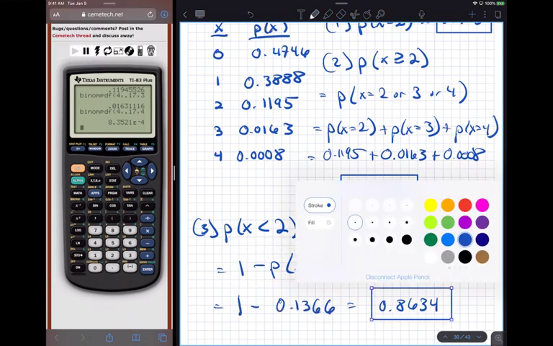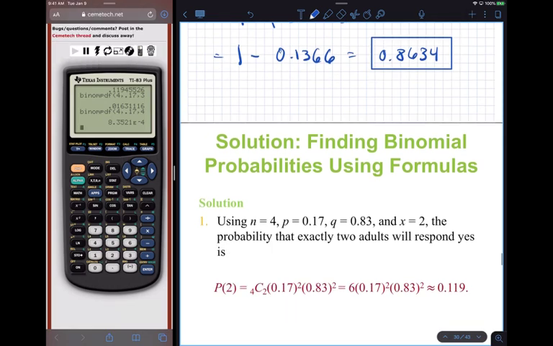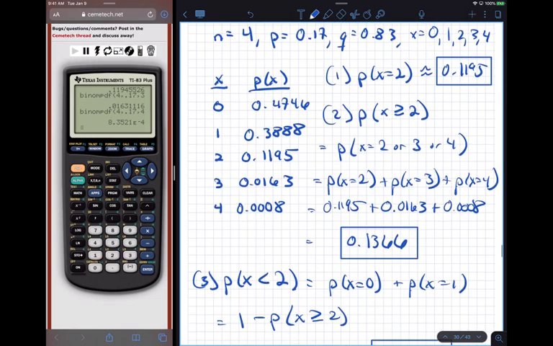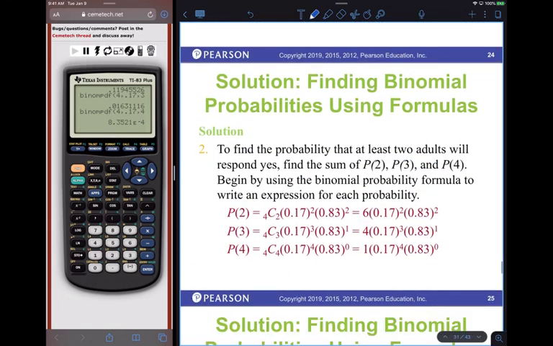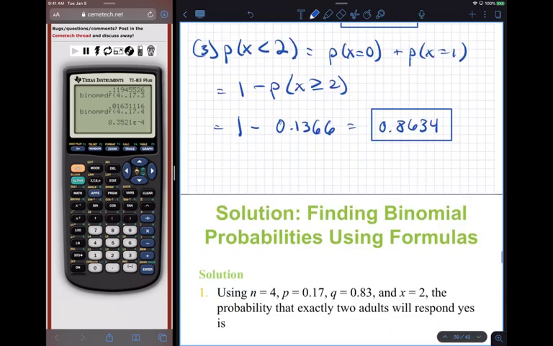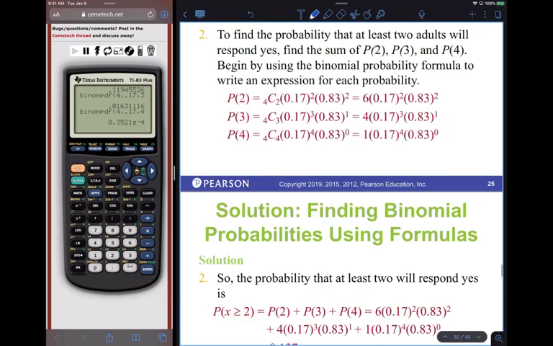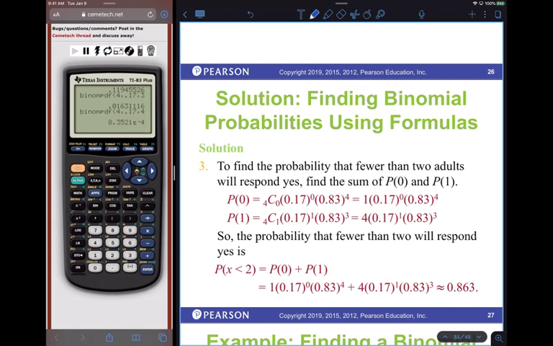Okay. Let's see how we do with these results. The first one we got was 0.1195. Okay, 0.1195 is fine because we rounded that one. For number 2, we got 0.1366, yes, it rounds to that one. And then the last one we got 0.8634, you see it there. Okay, moving along. 10 slides to go. I'm going to get rid of the calculator.